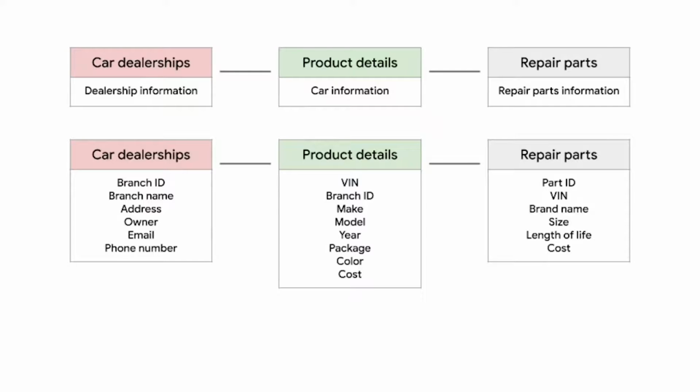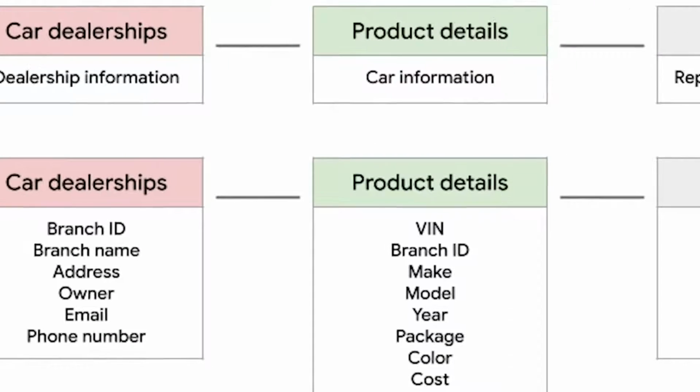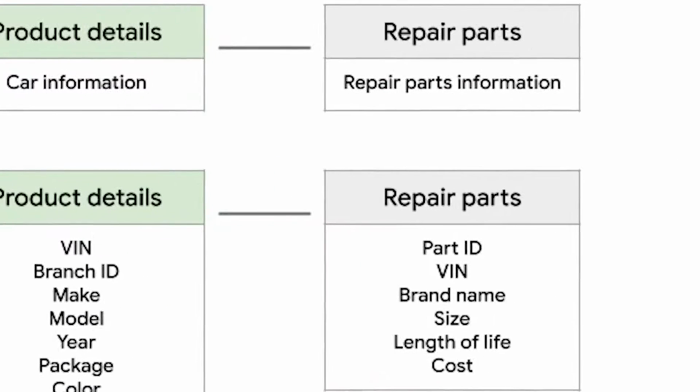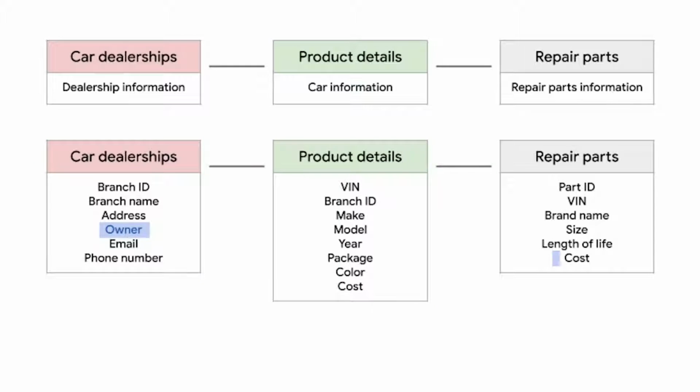Most of the data you'll use in your analysis will be organized in tables. Tables help you organize similar kinds of data into categories and subject areas that you can focus on as you analyze. For example, this basic database has tables for car dealerships, product details, and repair parts. Each table then has several fields of data like branch owner and the cost of repair parts. You can use these tables and fields to help you decide how to move forward with your analysis.